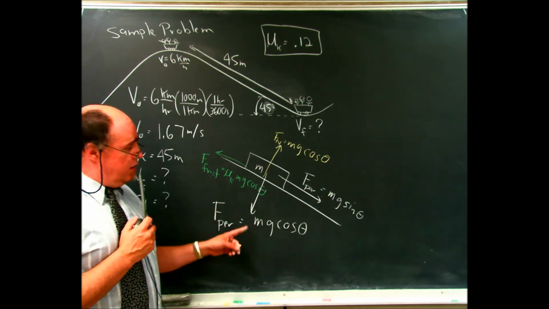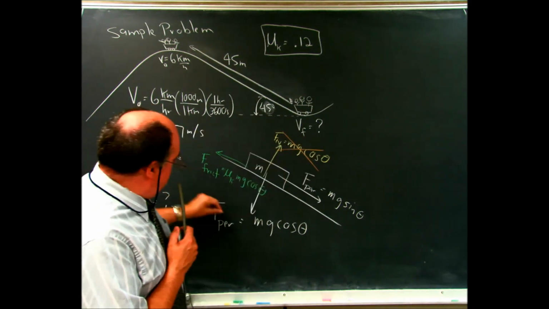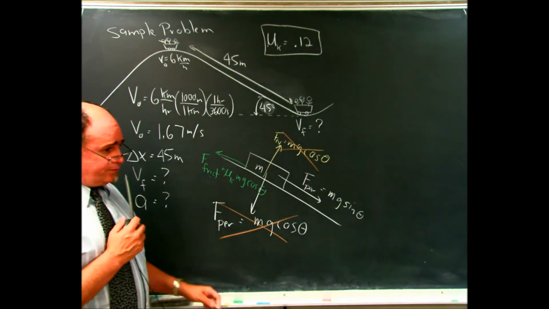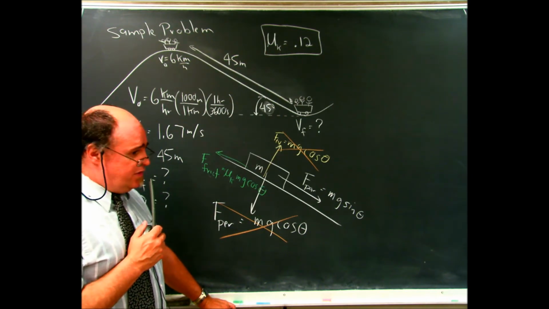Well, these two cancel out. The ones that are perpendicular to the hill are going to cancel out. So this and this are going to cancel out. Okay, and then we have to somehow find the acceleration.